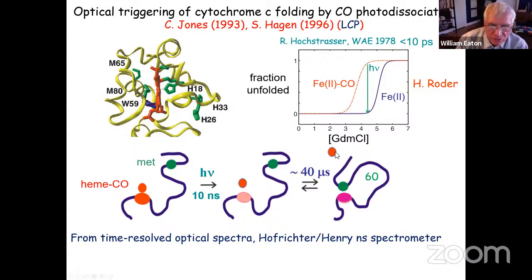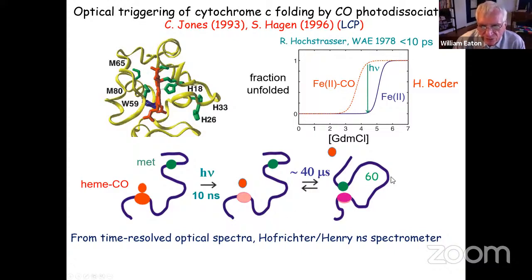Unfortunately, the carbon monoxide recombines to the heme before the protein folds. So we actually never saw the protein fold. If we were redoing the experiment today, following the laser pulse, we would have turned on a CW laser to keep the CO off the heme and allow the protein to completely fold.